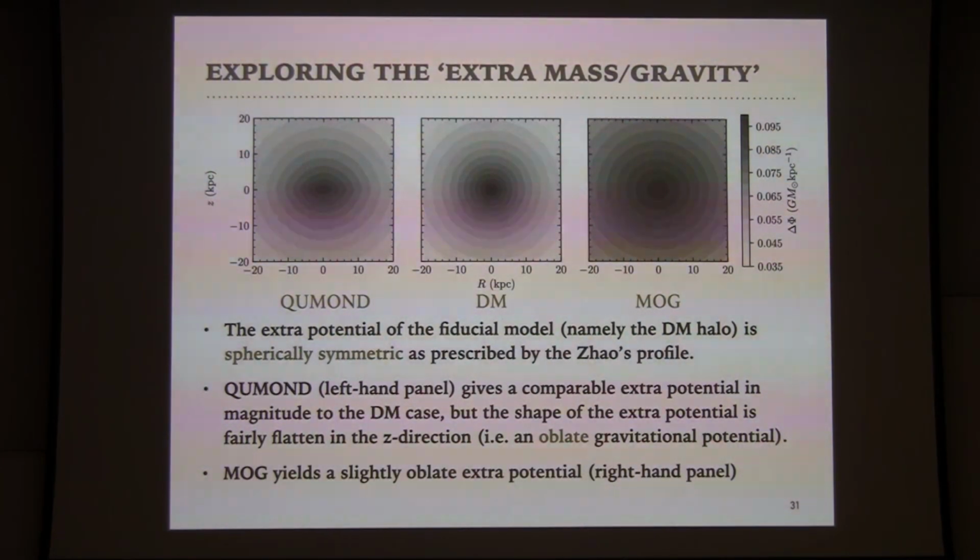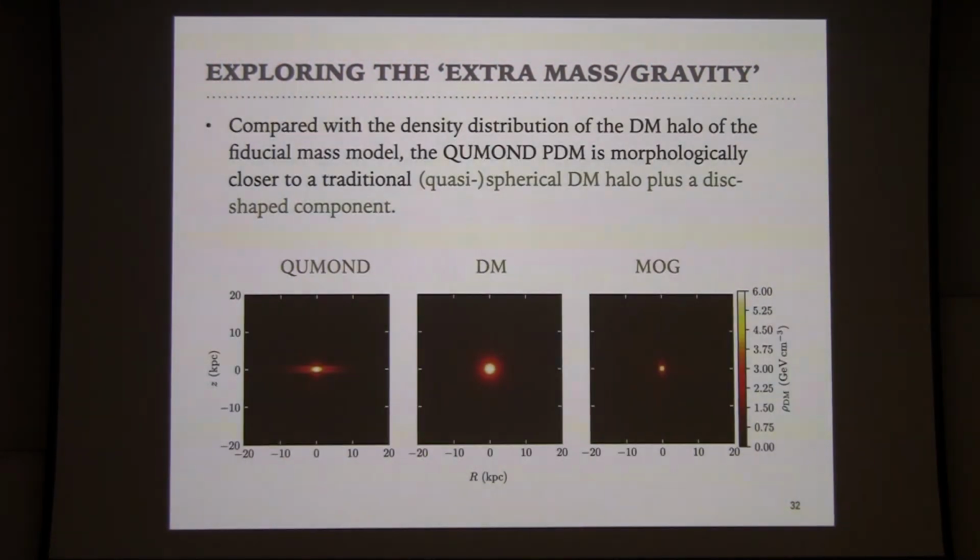And just as expected, the extra potential of the fiducial dark matter halo is spherically symmetric. On the other hand, Q-MOND provides an extra potential that is comparable in magnitude to dark matter, but the shape of the extra potential is quite flattened in the Z direction. In other words, it suggests an oblate halo.